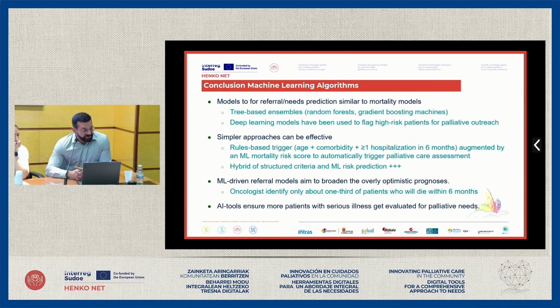But simpler approaches can be effective. For example, I showed you a rule-based trigger based on only age, comorbidity, and the fact of being hospitalized in the last 6 months. It showed a good prediction of mortality risk and is as effective as some machine learning models also. So this is something to keep in mind. The technology is good, but maybe we can also do it more simply.